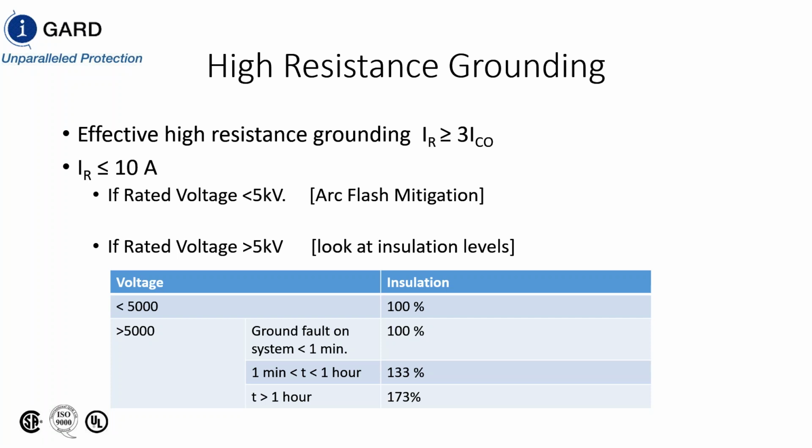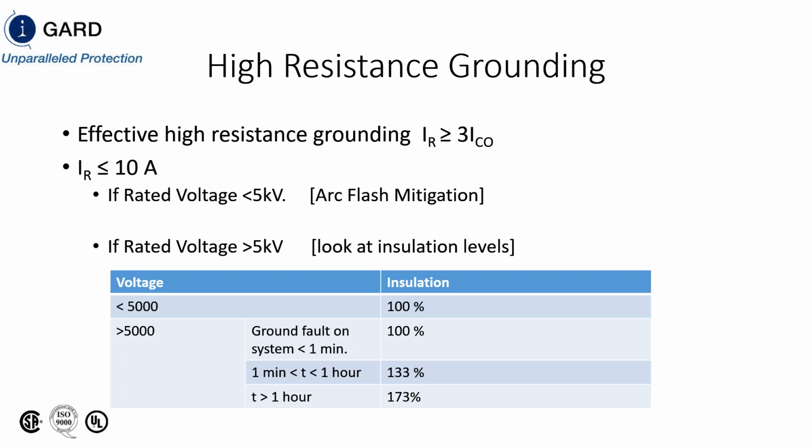If the resistive current is less than 10 amps, and if your rated voltage is less than 5 kV, CSA says that you can keep your system operational without power interruption, and Z462 and 70E say that you have an arc flash mitigation technique. If your rated voltage is greater than 5 kV, you have to look at the insulation levels.